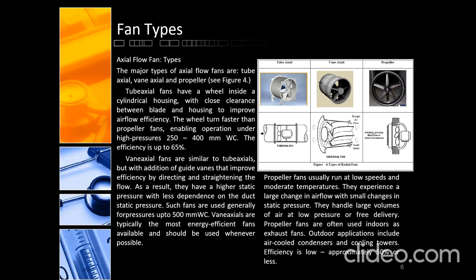Next is the propeller fans, usually run at low speed and moderate temperature. They experience a large change in airflow with small change in static pressure. They handle large volume of air at low pressure or free delivery. Propeller fans are often used indoors as exhaust fans. Other applications include air cooled condenser and cooling tower. Efficiency is low, approximately 50% or less.